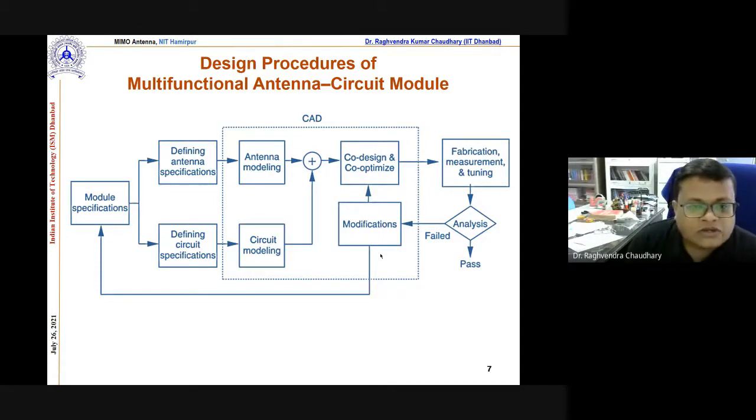Fine. So here you can see the design procedure of the multifunctional antenna circuit module. If we want a multifunctional antenna, what things are required? One is an antenna. Another thing is we have to define a multifunctional circuit which can act as an all-band pass band. When we combine these two and do the further routine process, we may have multifunctional antennas. Correct. So what are multifunctional antennas?